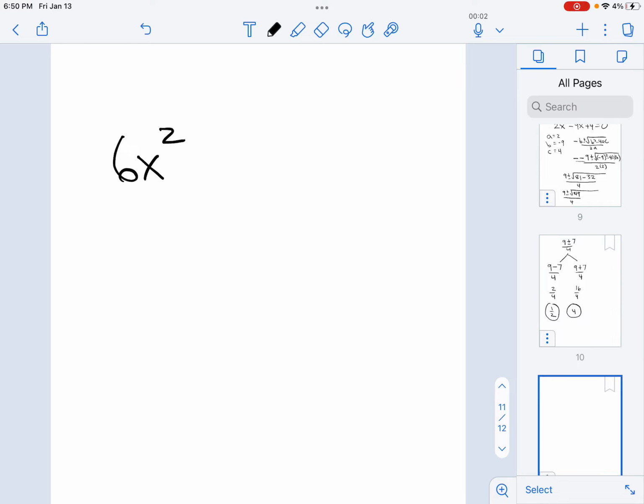6x squared plus 13x plus 2. Okay, go ahead and give that a try. Okay, let's check your answer.